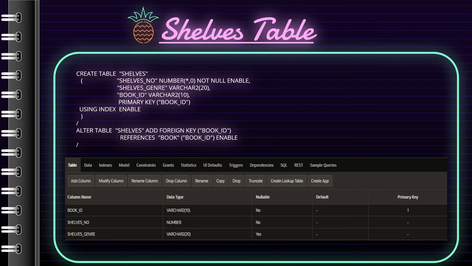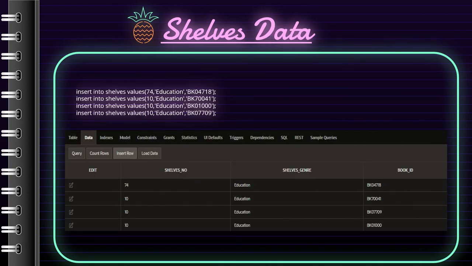Okay, so for the next table, which is the shelf table, we use create table to create the shelf table. There are three entities in the table, one of which references the book table, which is book ID. The primary key for this table is the book ID, and the shelf number cannot accept null. So for example, we insert some values into the table, and we use insert into shelf values and the values, which are shelf number, shelf genre, and book ID.